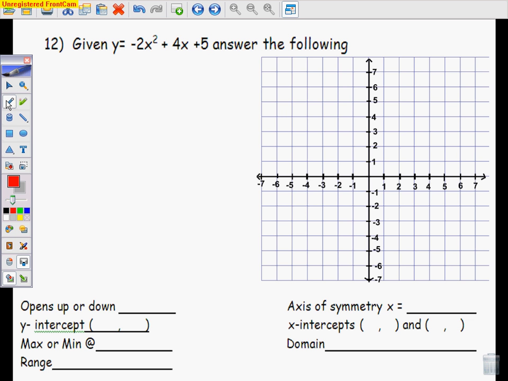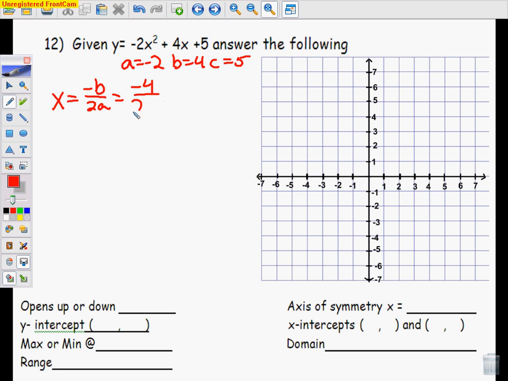Alright, so the first thing that you want to do when you're trying to graph a quadratic is find your a, b, and c. So here a is negative 2, b is 4, c is 5. Remember, a is the number in front of x squared, b is the number in front of x, c is the constant. So you're going to find your vertex after that, okay? And the formula for your vertex is the opposite of b over 2a. Here, the opposite of b is negative 4 because b was positive 4, over 2 times a. A is negative 2. So let's simplify that. Negative 4 on top, negative 4 on bottom, that equals 1.